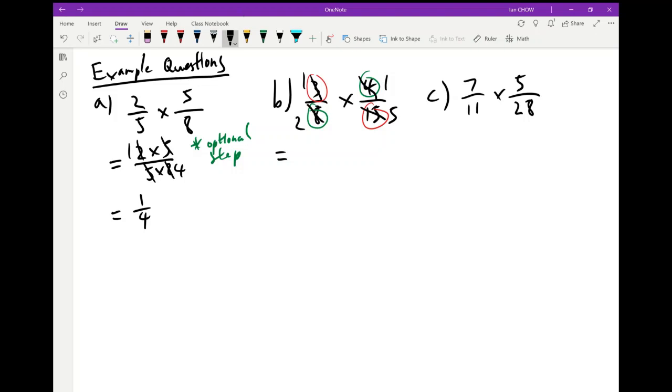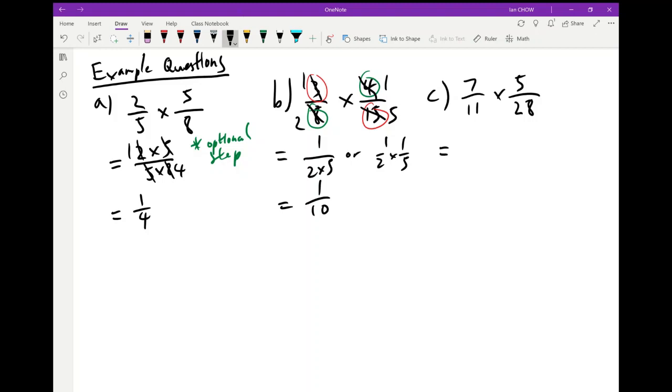And so in the end, after you do this, you should write down this step, 1 over 2 times 1 over 5, or you can write down 1 over 2 times 5, which is the same as 1 over 10. Whether you choose to write down 1 over 2 times 1 over 5 or 1 over 2 times 5, that's up to you. But it's important that you do write down at least some form of working out.